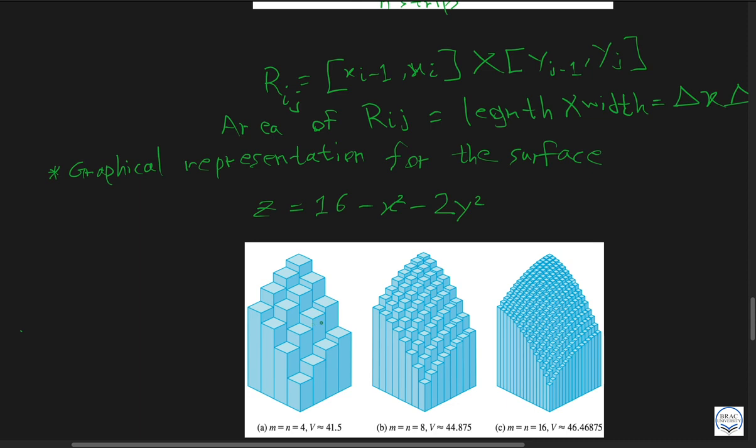Yeah. So now we will look at an actual example of the surface z, which is equal to 16 minus x square minus 2y squared, and three different types of approximations. The first one, we have the smallest values of m and n, and we can see that this is not really very accurate. Like this curve once drawn should be something like this, not the curve, I mean a surface.